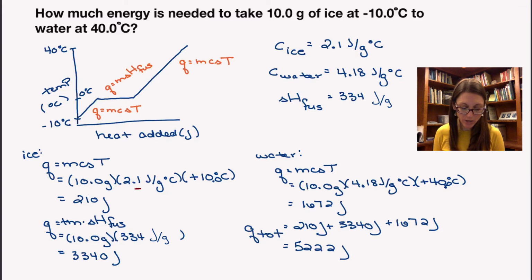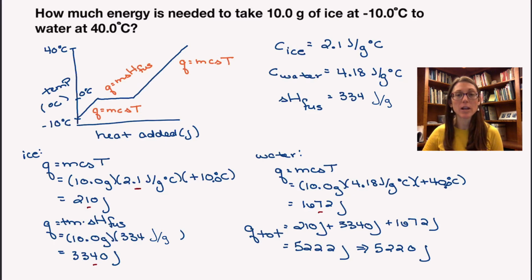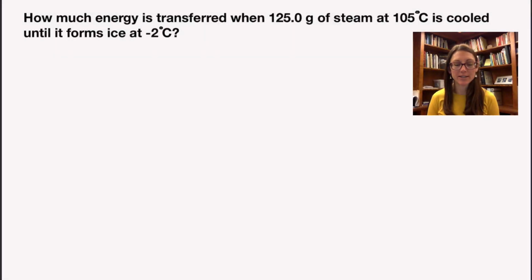For this first equation for the ice, for my 2.1 joules per gram degrees Celsius, I get 2 sig figs. And then I have 3 significant figures in the second equation that we used, and I have 3 in the third. All of these, the last significant digit is in the tens place. So I'm going to round my final answer to the tens place for 5,220 joules.